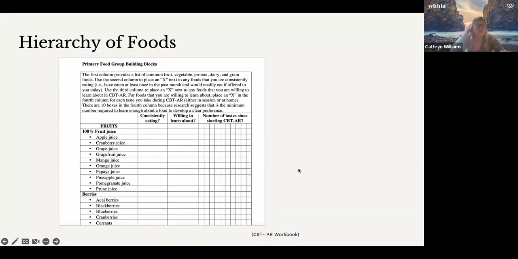And last thing that we'll do during a nutrition assessment is the hierarchy of foods. This is an image taken from the CBT-AR workbook. And I will say this one is very detailed. I think it's like 5 or 6 pages long, goes through all the different foods, all the different food groups, which is a really helpful tool to have all the details when it comes to where are we starting, what are those safe foods, and what are foods that we can start experimenting more with.